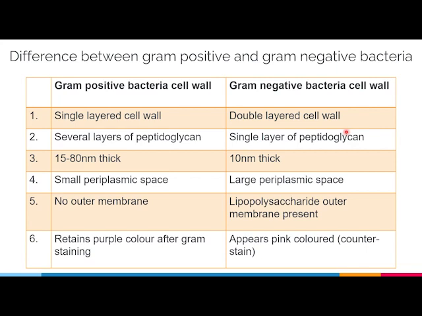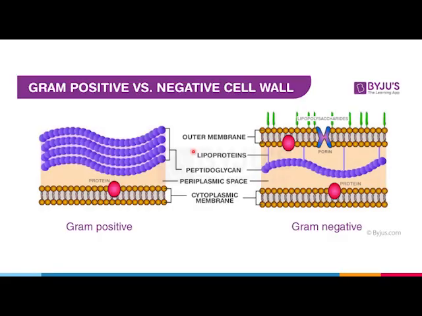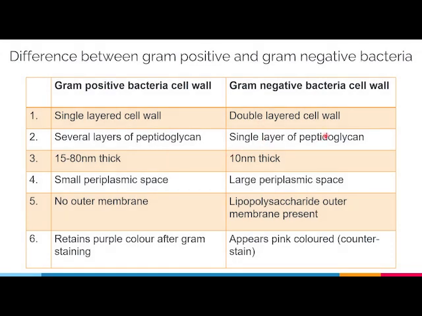If we go deeper into it, there are further differences between gram-positive and gram-negative bacteria. The first one being, gram-positive ones have a single-layered cell wall, as we have just seen, made up of peptidoglycan, and gram-negative have a double-layered cell wall. Gram-positive also have several layers of peptidoglycan, as you can see right here, whereas gram-negative have a single layer. Gram-positive cell walls are thicker than gram-negative ones and have a smaller periplasmic space, that is the space between the cell wall and the cell membrane. Gram-positive do not have an outer membrane, gram-negative have a lipopolysaccharide outer membrane.